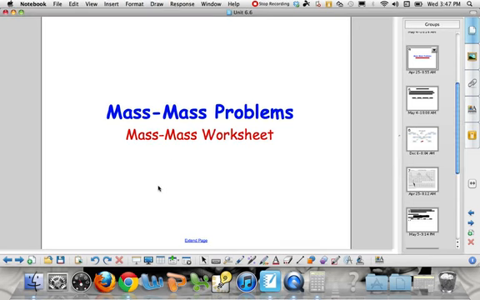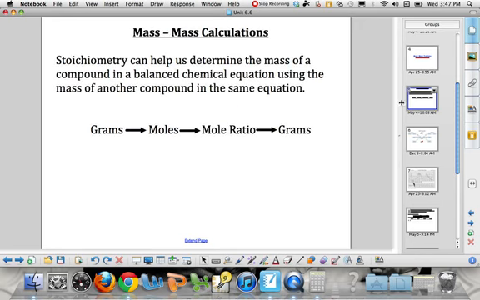Here we go with another video, this one explaining how to do mass-to-mass stoichiometry problems. How do we take the mass of one substance and change it to find out the mass of another substance in our chemical reaction? Let's take a look at what we're doing. For mass-to-mass calculations, this kind of summarizes what we're going to be doing.